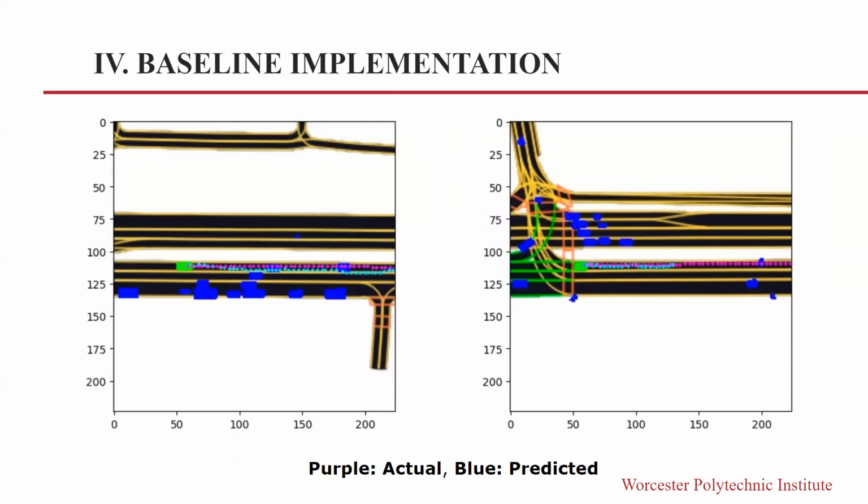So after implementing the baseline, we can see the results which have been observed. The purple line indicates the actual ground truth trajectories, while the blue line indicates the predicted trajectories. It can be seen that the ResNet 50 implementation is pretty accurate in predicting the trajectories of the agents.